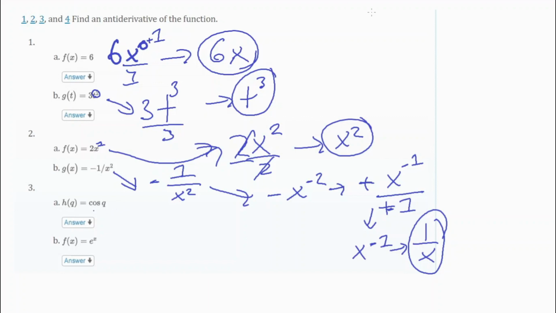And now we have function h of q is cosine q. So we know a derivative of sine is cosine. So the antiderivative of cosine q is going to be sine q. And then we have e of x. So as you remember, derivative of e of x is just e of x. So the antiderivative of e of x is going to be just e of x.